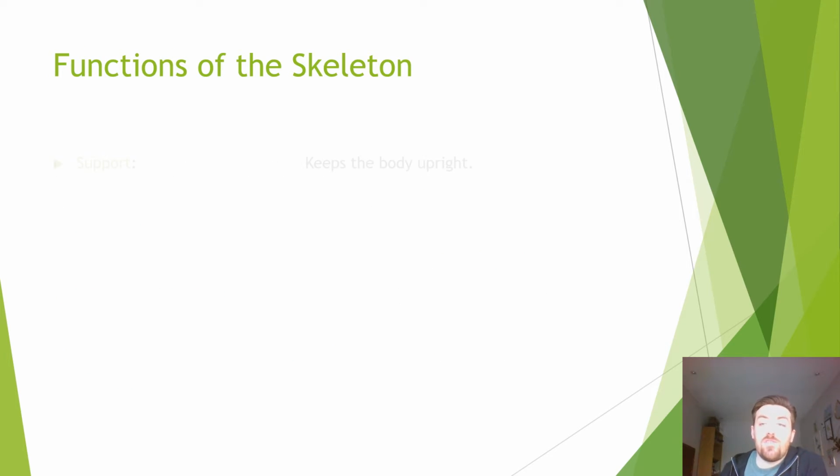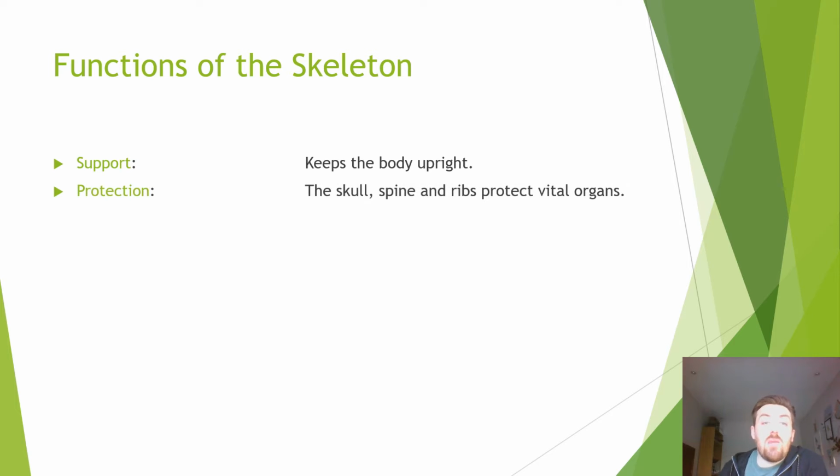So what are the main functions of the skeleton? Some of these you might have guessed. So first of all, support. It keeps the body upright. So it keeps us standing, basically allows us to fight the pull of gravity and be able to, well, stand. Protection. So if you look at the skull, it protects our brain. The spine protects our spinal cord, two crucial organs. And then our ribs protect vital organs such as the heart and the lungs.